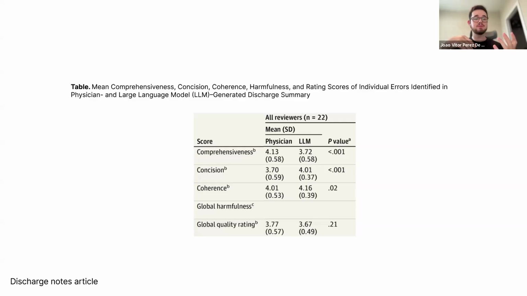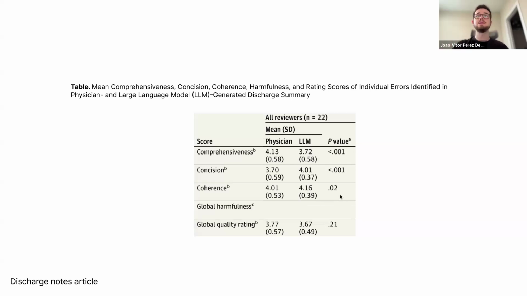They didn't know if this was done by a large language model or by a physician, or by a professional, sorry. And they would rate the discharge note based on, is it good in terms of comprehensiveness from 1 to 5? Is it concise from 1 to 5, etc.? And what you can see is that there are a few fields where you don't have any difference at all.